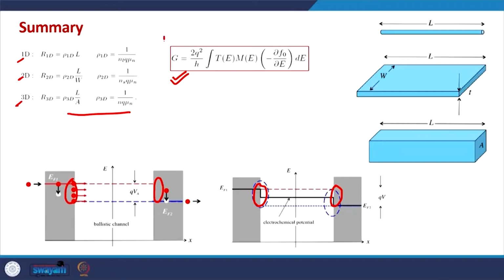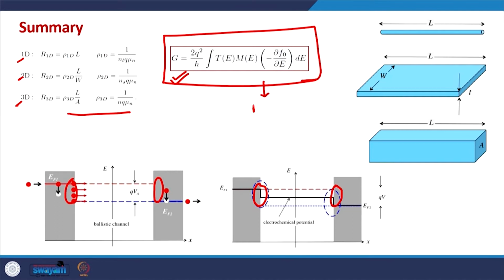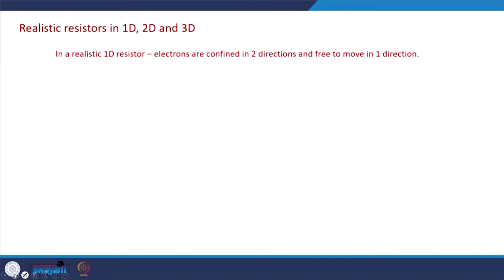So ultimately, the central equation to calculate the conductance is this. And please keep in mind that this is true for near equilibrium transport. Near equilibrium means that we are not applying high voltages, because in that case F1 minus F2 cannot be approximated just by the first order of the Taylor series. Okay, so with this background, we started discussing how practical 1D and 2D resistors are different from the ideal cases.